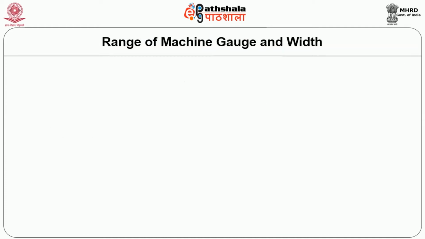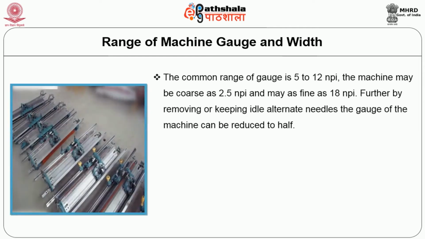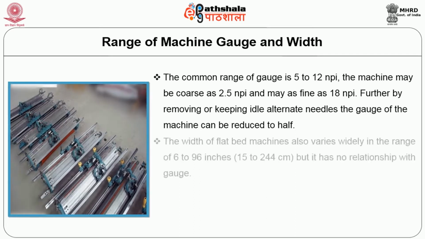Range of machine gauge and width. The common range of machine gauge is 5 to 12 needles per inch. The machine may be as coarse as 2.5 needles per inch and may be as fine as 18 needles per inch. Further, by removing or keeping idle alternate needles, the gauge of machine can be reduced to half.